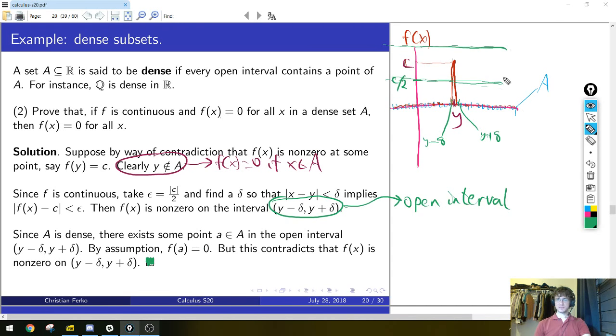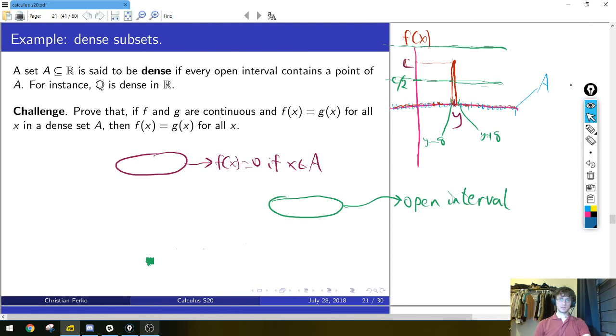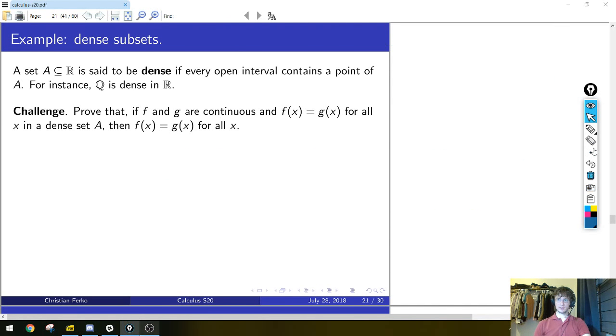Okay, thoughts on this? Does the proof make sense? What do you think? Yes, I have none. Okay. Good. So in particular, this means if a function is 0 on the rationals, it has to be 0 everywhere, which is nice. Here's a challenge, which I will ask you to generalize that argument.